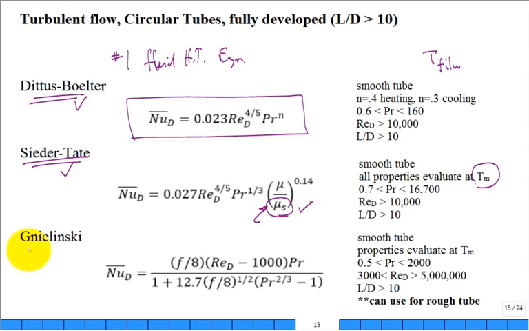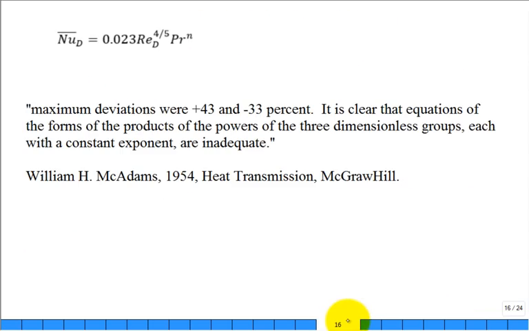Now, there are other correlations. The book has a few of them. This is one worth pointing out because both of these are for smooth tubes. But it'll work for a smooth tube as well. But if you are off of the smooth curve, you have a friction factor, you can stick it right in this equation. It's a little more complex, and you can use it for a rough tube as well as a smooth tube. So these two are smooth tube only, this one smooth as well as rough. All right, so this is our Dittus-Boelter.